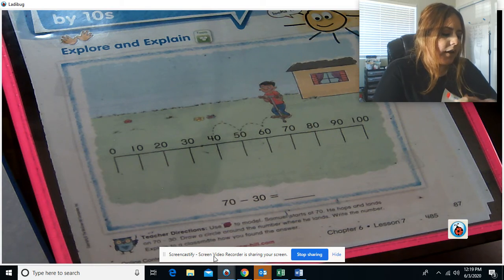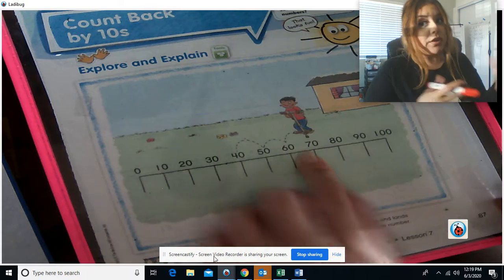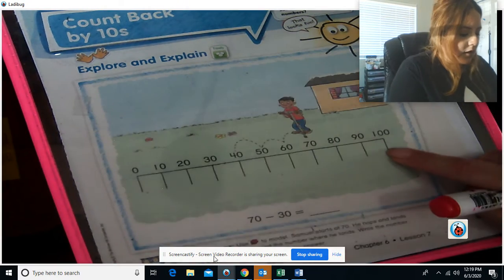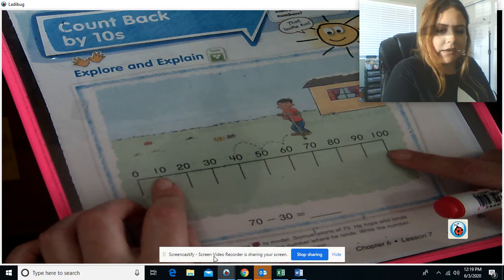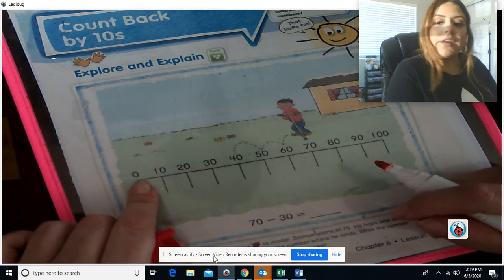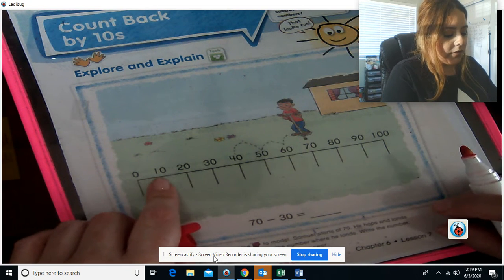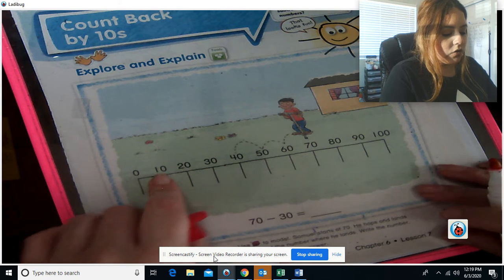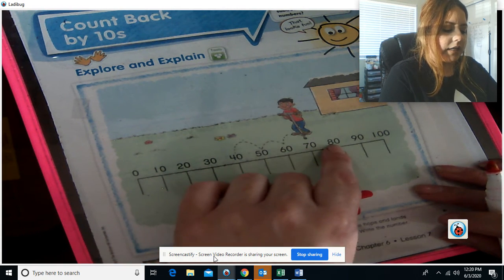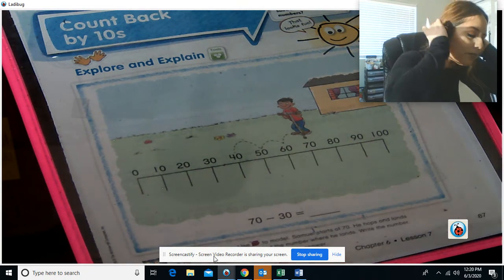Today we're going to be using a number line. So this is a number line, right? It's a line with numbers. Our number line today goes up to 100, but if you notice, it's counting up by 10's. So instead of going 0, 1, 2, 3, 4, 5, 6, 7, it's making jumps of 10. 0, 10, 20, 30, 40, 50, 60, 70, 80, 90, 100. So we're jumping up by 10.